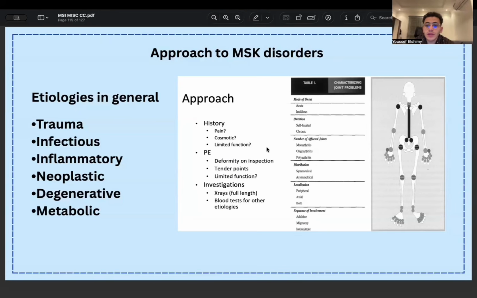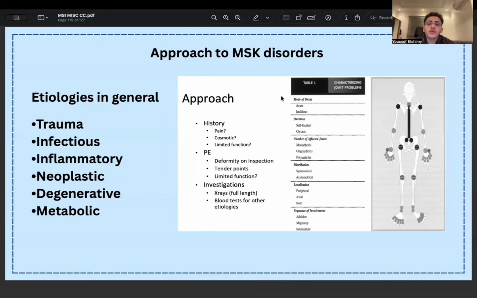on the presenting illness. So after taking history, you go on to proceed with physical examination. You look for tender points, you inspect the deformity, you move the joint, for example, actively and passively to see if there's limited function, and then we go with investigations. But this is in general with MSK disorders.